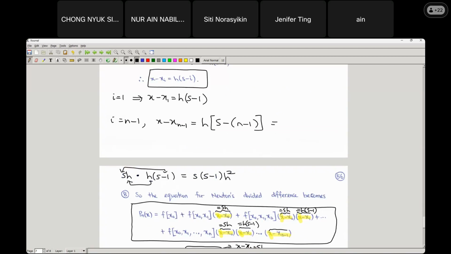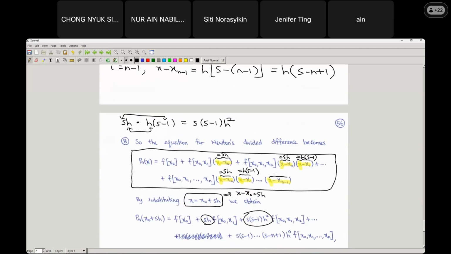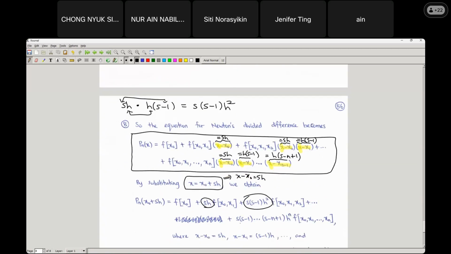Okay, so this one you can simplify if you want. This is also equivalent to s minus n plus 1. Okay, and you substitute into here. So this is your h and then s minus n plus 1. Okay, so this is how we get here.